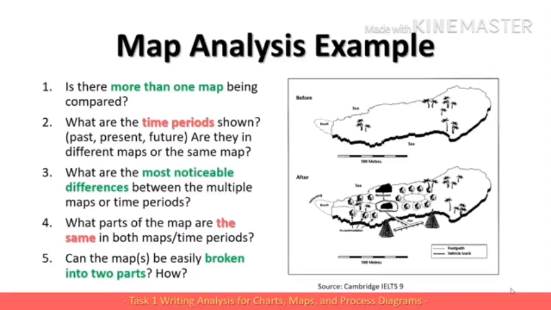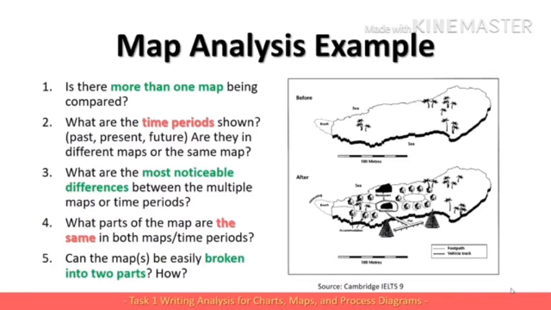Number 3, what are the most noticeable differences between the multiple maps or time periods? Wow, there are quite a few differences. Well, we see that there's been a lot of development in the second map, right? There's accommodation, now there's a pier, there are boats that travel to this island, so people have started to live on the island. There's a restaurant, there's a swimming area out on the left.